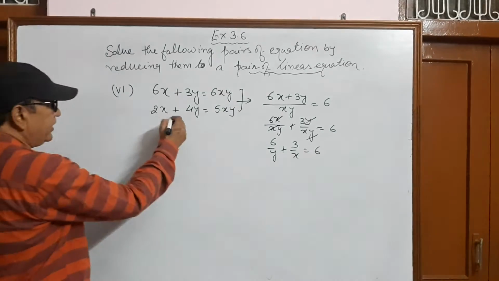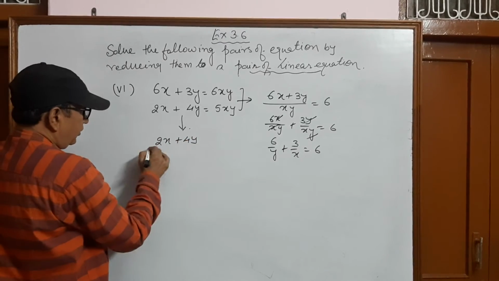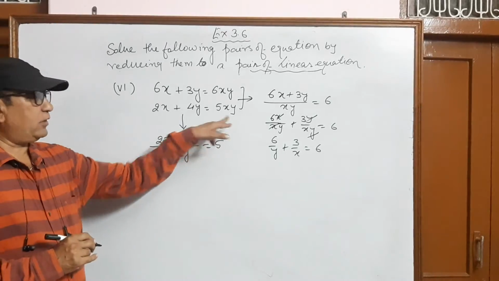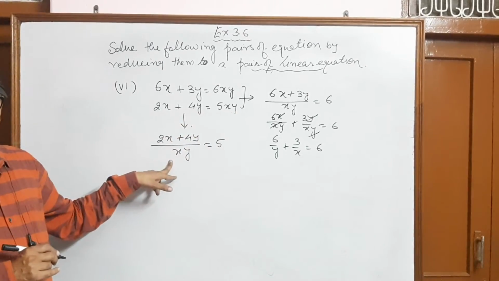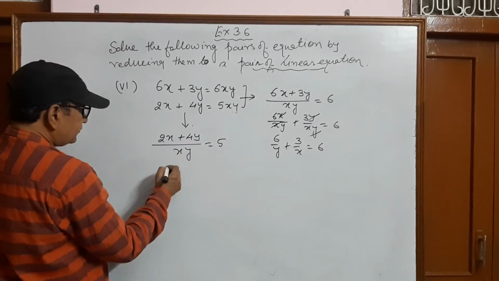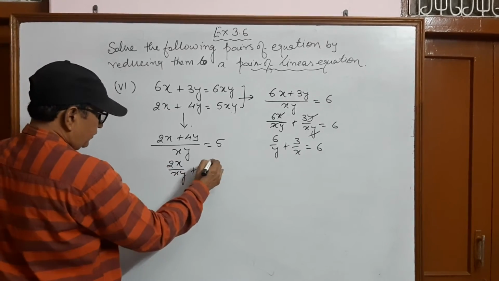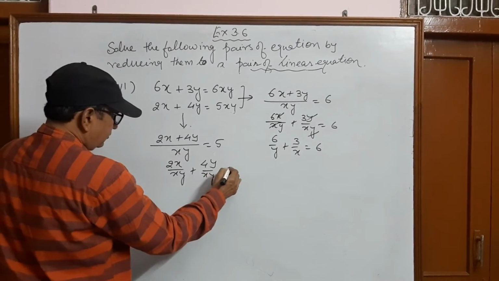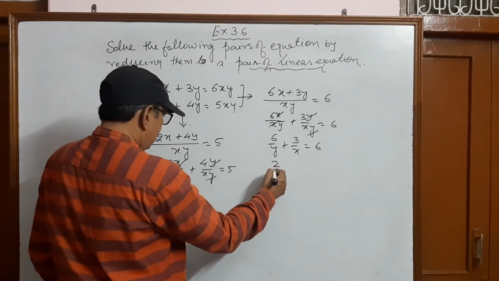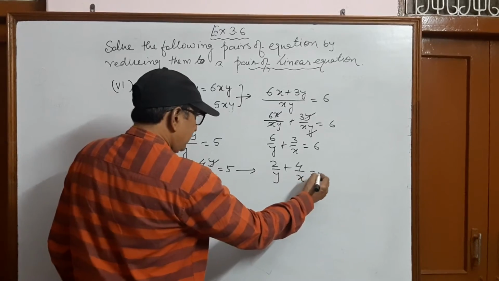Same thing here, second equation. 2x plus 4y equal to 5xy. Clear? Again we write xy, take it in the denominator, by cross multiplication, divide by xy. Then write separately 2x upon xy plus 4y upon xy. Again x has gone, y has gone. So we get 2 upon y plus 4 upon x equals 5.